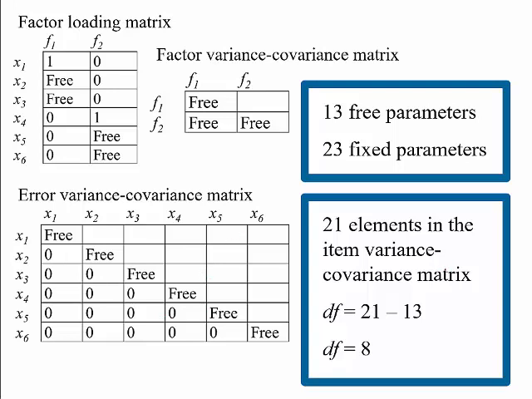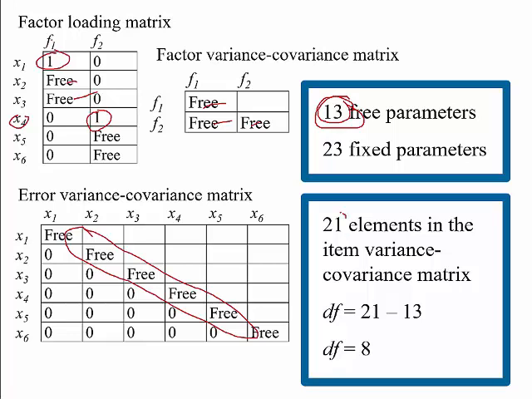So here is the slide showing the calculations we can do for determining degrees of freedom. And so now we have 13 free parameters. This one, x1 on factor 1, that's no longer free. That's now set to be 1. x1 on factor 2, that's no longer free. So now if we count up all the times we have the word free on this page and count up all the free parameters, we have 13 free parameters.